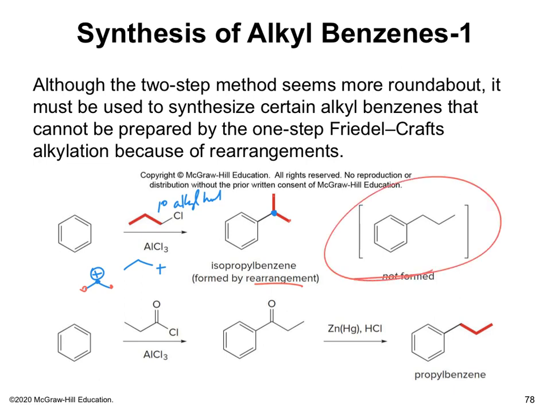So one way to do that is to do the Friedel-Crafts acylation. This is acylation, and now you make a new bond here. And so you don't have to worry about rearrangement. And then you can do the Clemmensen reduction to remove the carbonyl to get your propylbenzene.